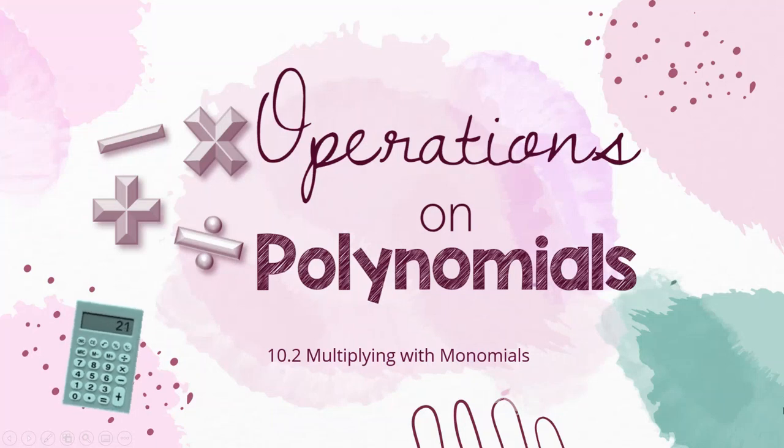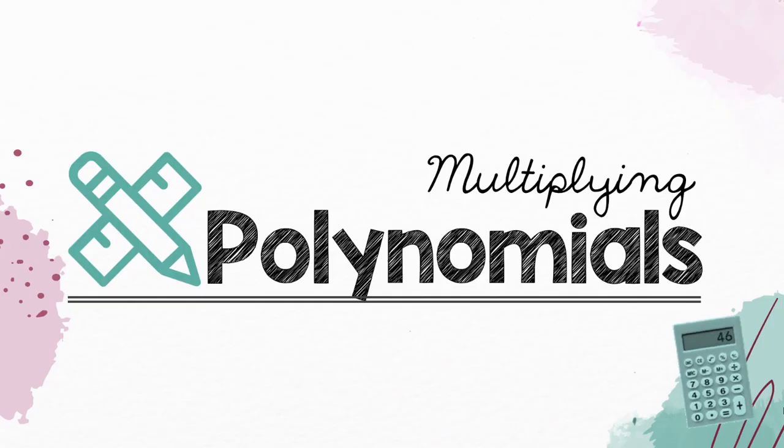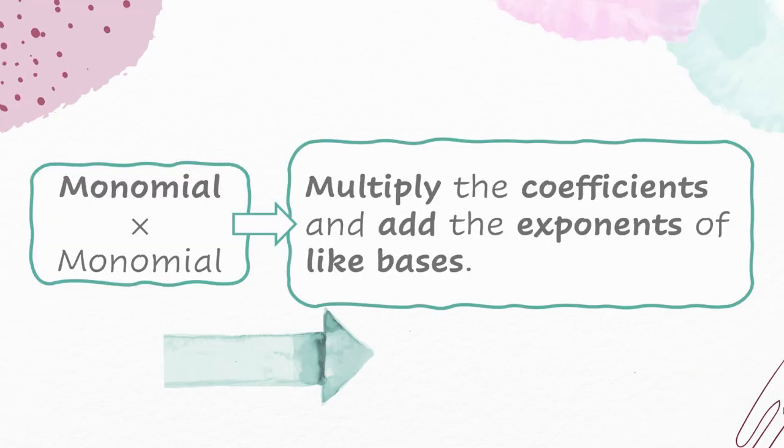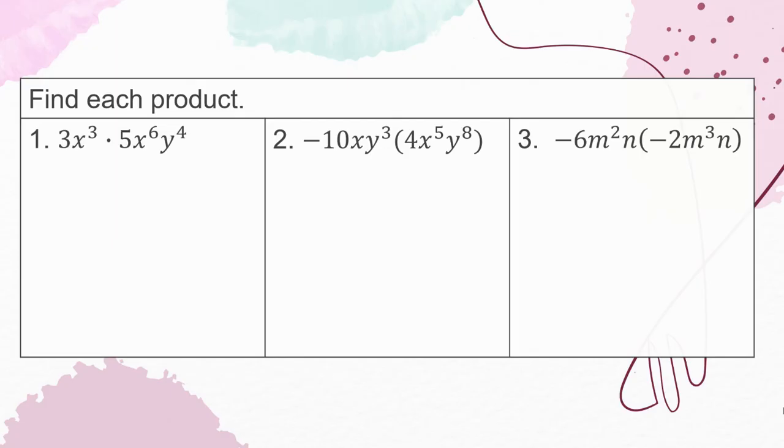Today we are multiplying with monomials. When we multiply a monomial times a monomial, we will multiply the coefficients and add the exponents of like bases.